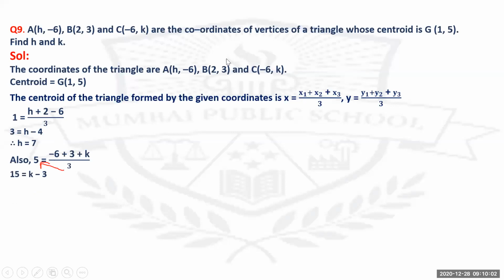So 15 equals, and here minus 6 plus 3. What is minus 6 plus 3? Minus 6 plus 3 will give you minus 3. So you'll get 15 equals k minus 3. Now you're going to shift the position of minus 3 to the other side. When minus 3 goes to the other side, it becomes plus 3. So k equals 15 plus 3. What is 15 plus 3? 15 plus 3 is 18. So you'll get k equals 18.